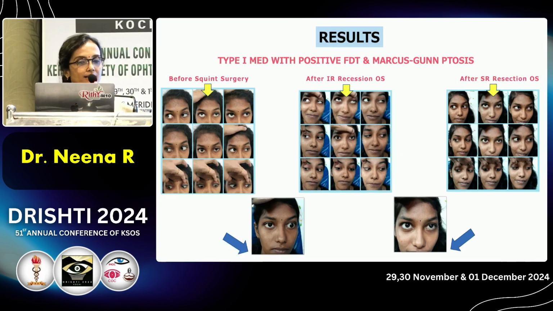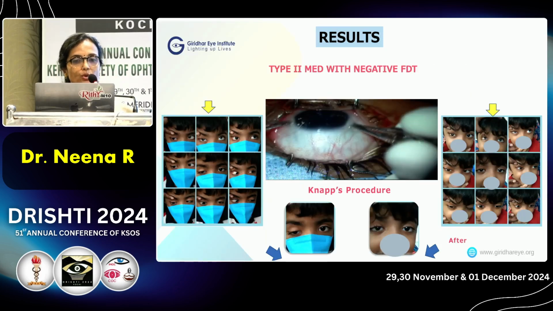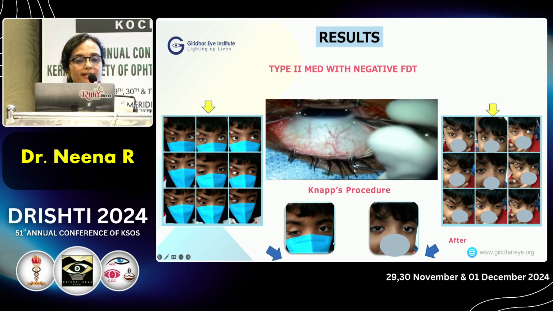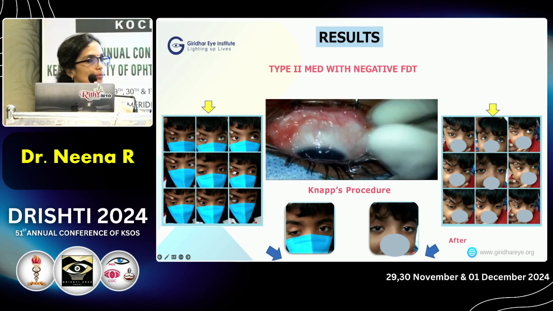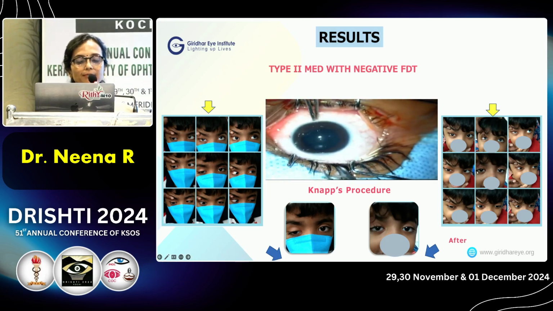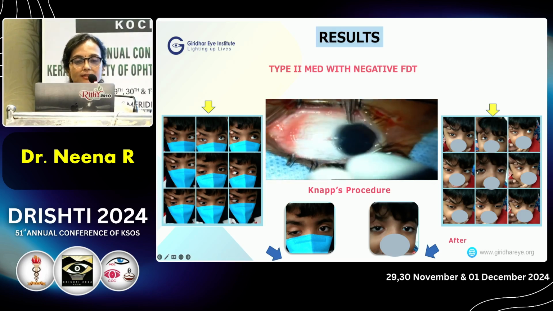This lady had Marcus Gunn ptosis and she required, along with vertical muscle surgery, a ptosis correction also. Negative FDT type 2, we did a NAPS procedure. You can see here the wonderful improvement in the hypertropia post-surgery with good alignment and good improvement in the ptosis.